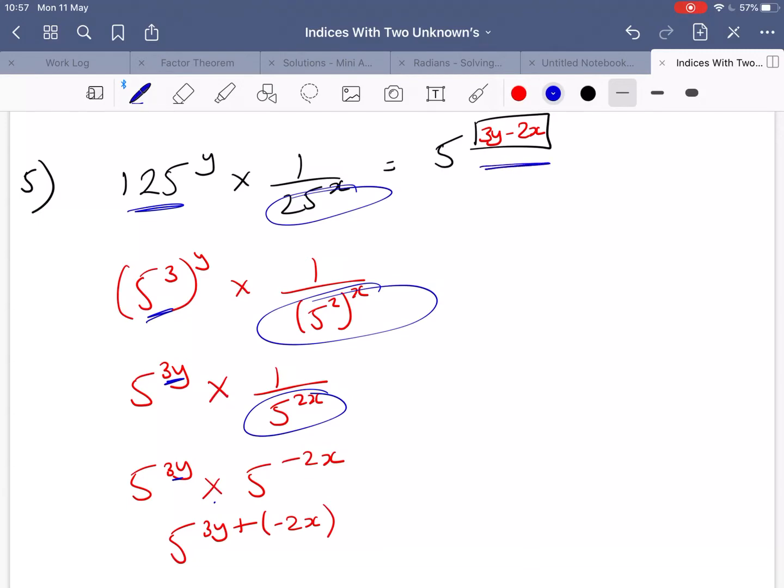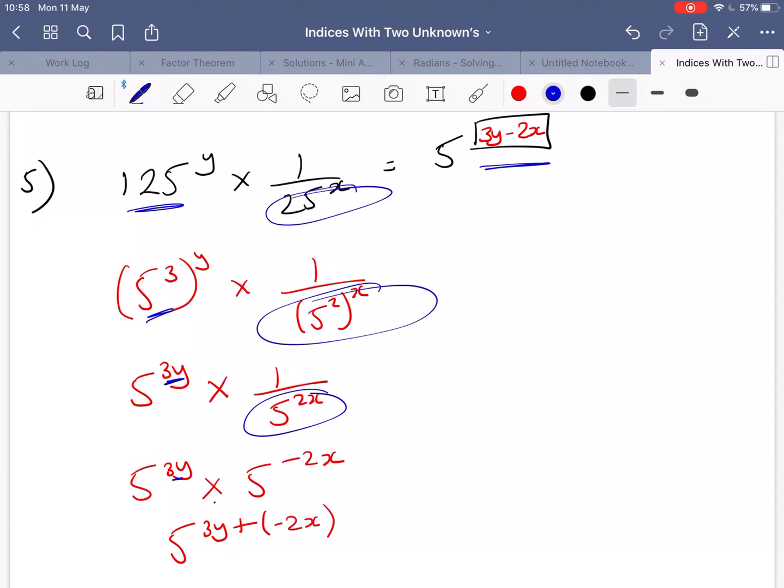So our indices, you add them when you're multiplying. So we end up with 3y plus minus 2x. So that just becomes 3y minus 2x. So your answer is 5 to the power 3y minus 2x. Okay, so you can really see how we've pushed these rules of indices on now from GCSE. We've got a lot more algebra in there.